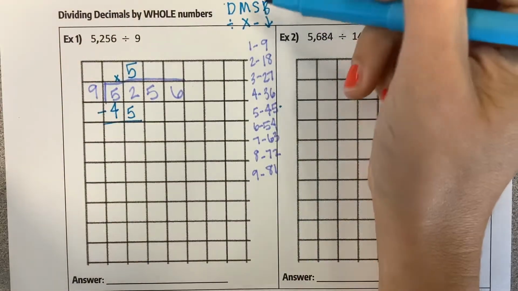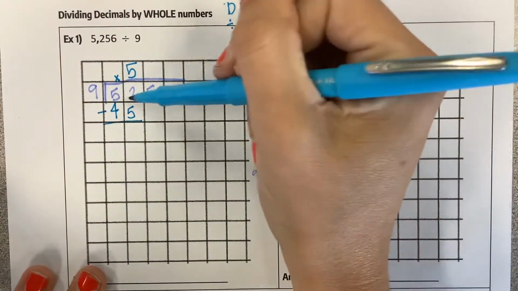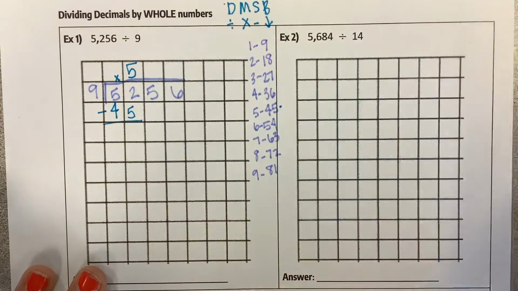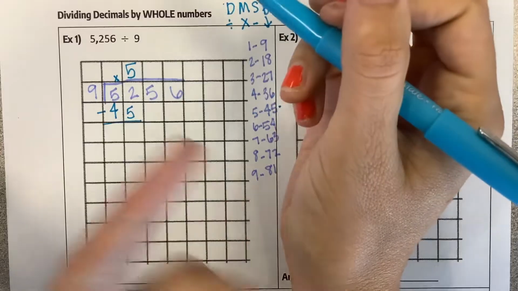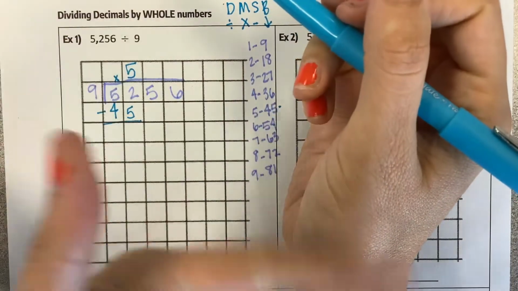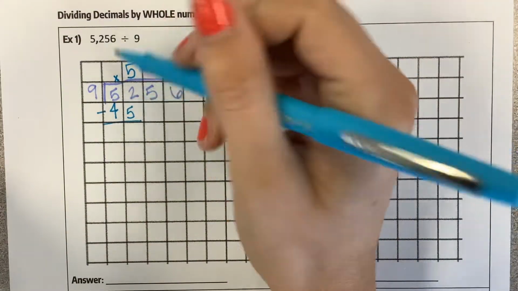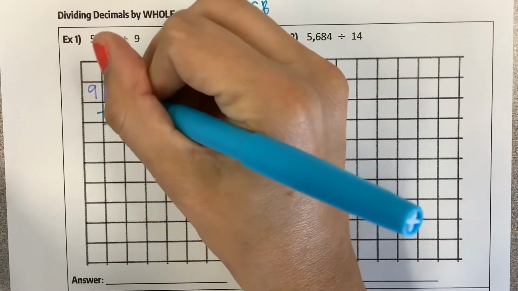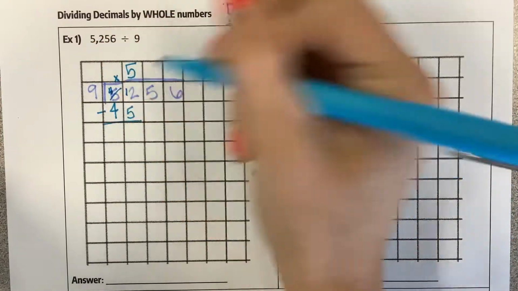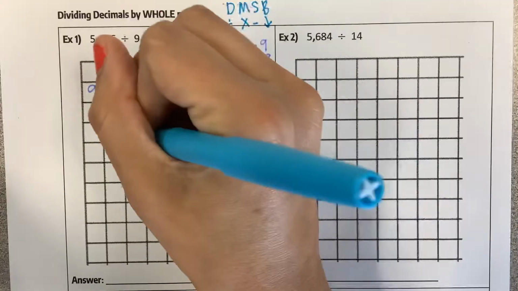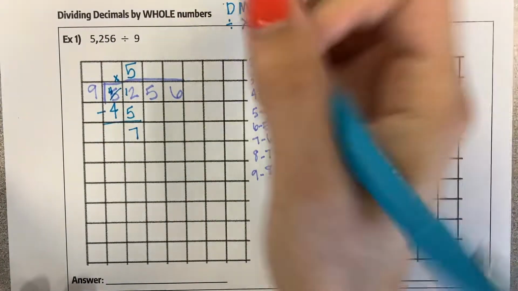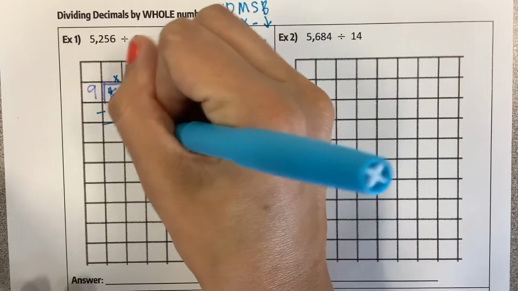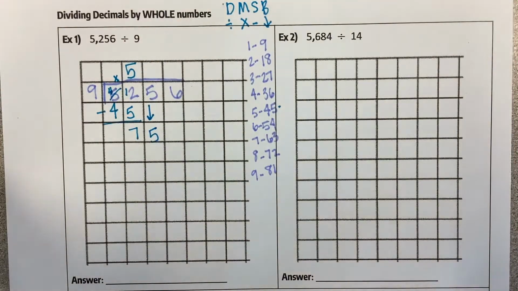Next step is to subtract. So I am subtracting 52 minus 45. If you can do that in your head by counting 46, 47, 48, 49, 50, 51, 52, that's fine. Or we borrow. The 5 becomes 4. The 2 becomes 12. 12 minus 5 is 7. Last step is to bring down. So I'm bringing down the 5. So now we've got 75.